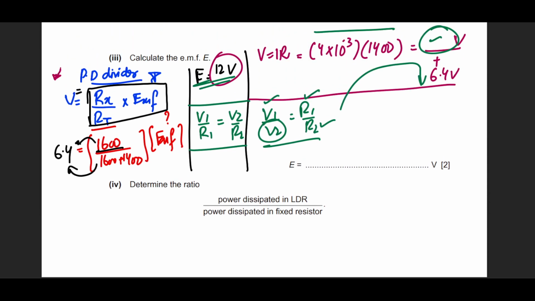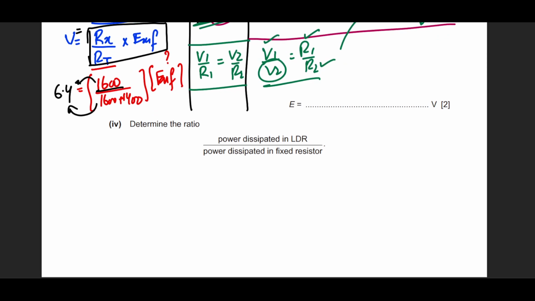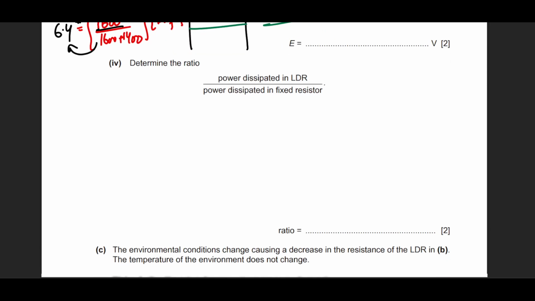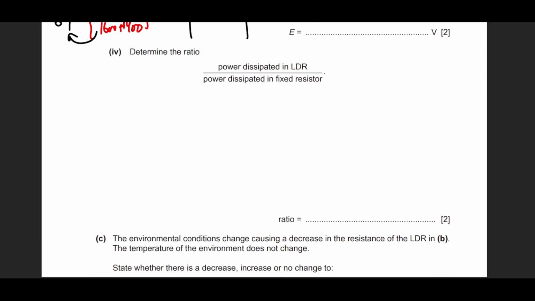But I like this one because it reminds us about the voltage divider being able to divide the voltage between two resistors in a series combination. Now this next part also has many methods. It says determine the ratio of the power dissipated in the LDR and the power of the fixed resistor.